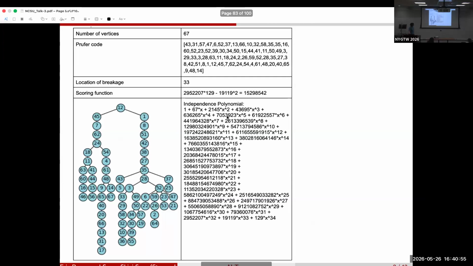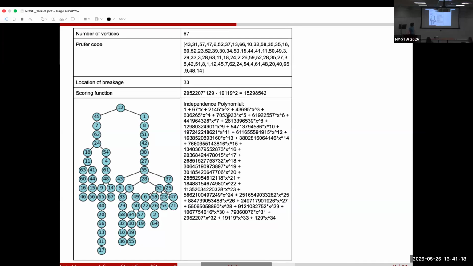Now, in terms of the scores, we found scores ranging on the large end from around 10 to the 10th. And on the small end, we actually did find a tree whose score was 1. So it's the least non-log-concave tree possible. The score was 1, the smallest possible positive score.